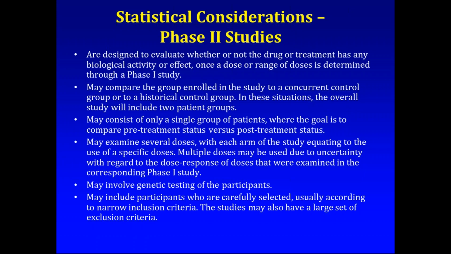Sometimes we may be interested in comparing pre-treatment versus post-treatment status. So I think what I'm saying here is that phase 2 studies can take on several different forms, different formats. It just depends on what our research question is. I would say that even though for all studies, including phase 0 studies, we have some type of hypothesis, I think the hypothesis for the phase 2 studies are more clearly defined than they are, say, for phase 1 or even phase 0 studies.